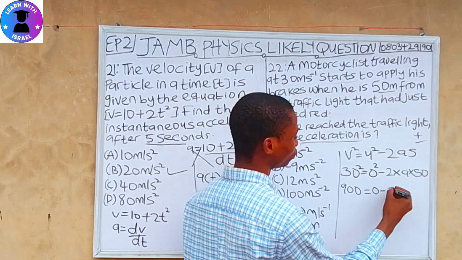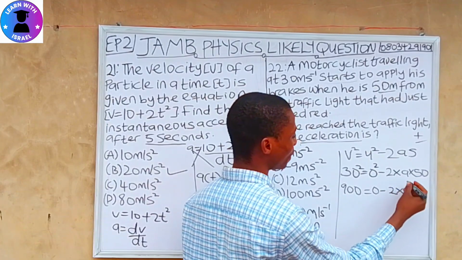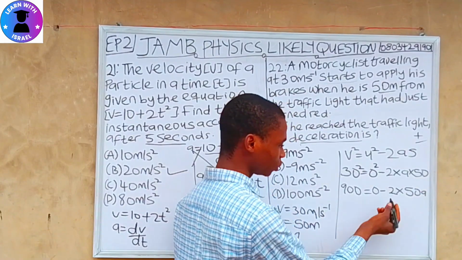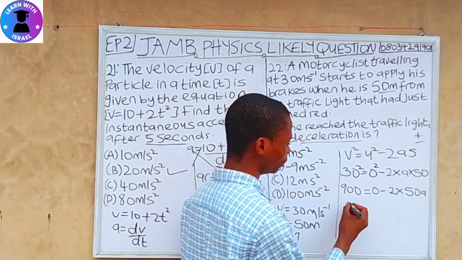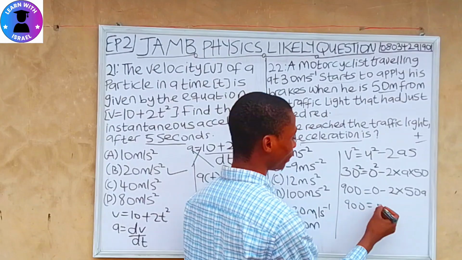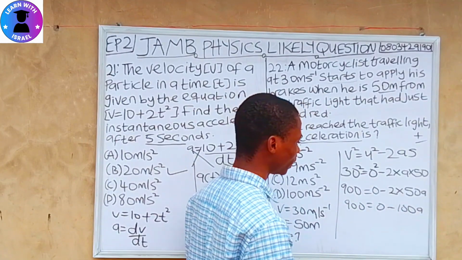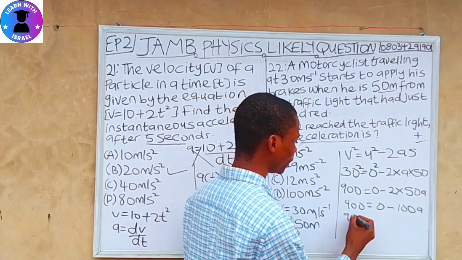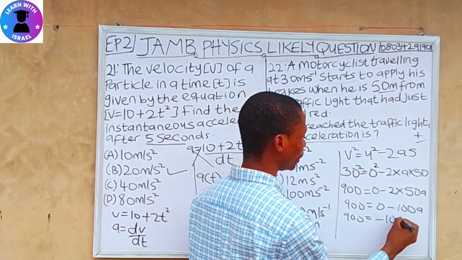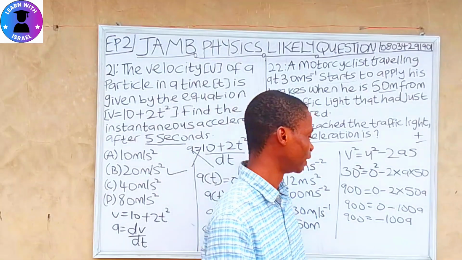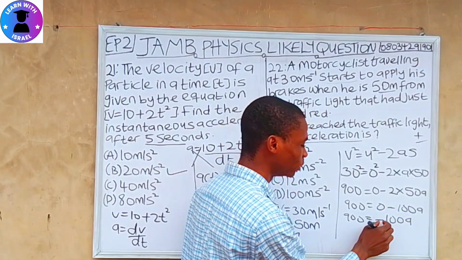So 0 minus 2 multiplied by 50a. So what is the next thing to do? 900 equals 0 minus 100a. So we are now left with 900 equals minus 100a, because 0 minus 100 is minus 100. So don't forget to put this sign here.